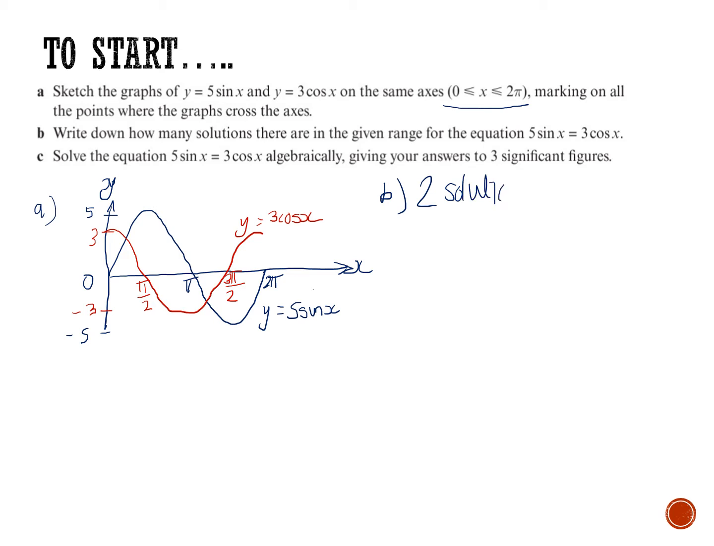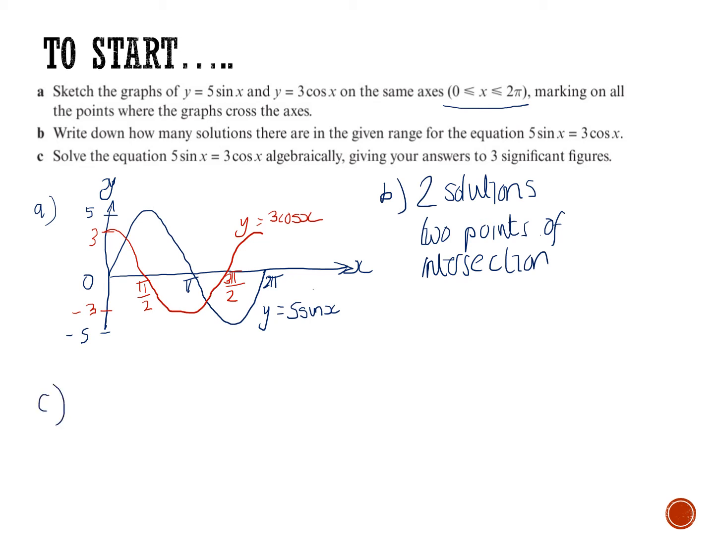Now, if this was an exam question, have a look at how many marks that part's worth. If it's just 1 mark, then 2 solutions is perfectly fine. If it asks you to elaborate or explain a little bit more, I would then say that there are 2 points of intersection. So if it was 2 marks, then they'd want your answer and they'd want an explanation why. Okay, so 2 solutions because there are 2 points of intersection.